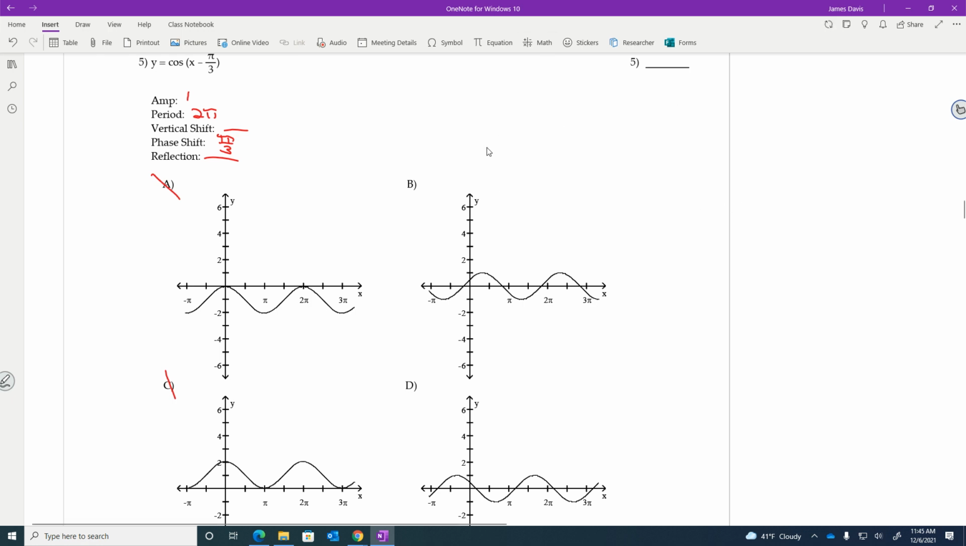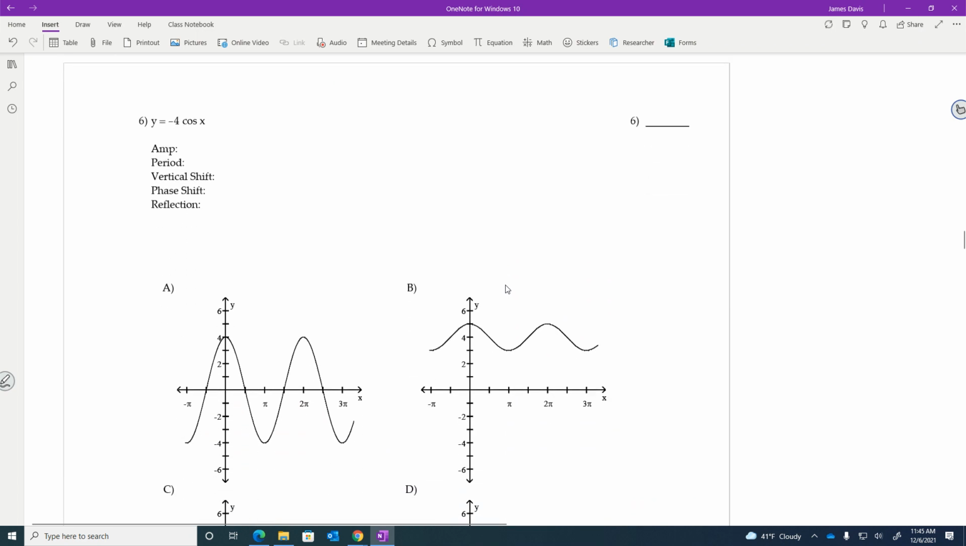And narrowing it down between these two, a cosine starts at the top. Then we want to go to the right pi over 3. So that's going to be this one from here to here. Whereas this one will be from here to here, and that'll be to the left. This one's to the right. So that's going to be B.